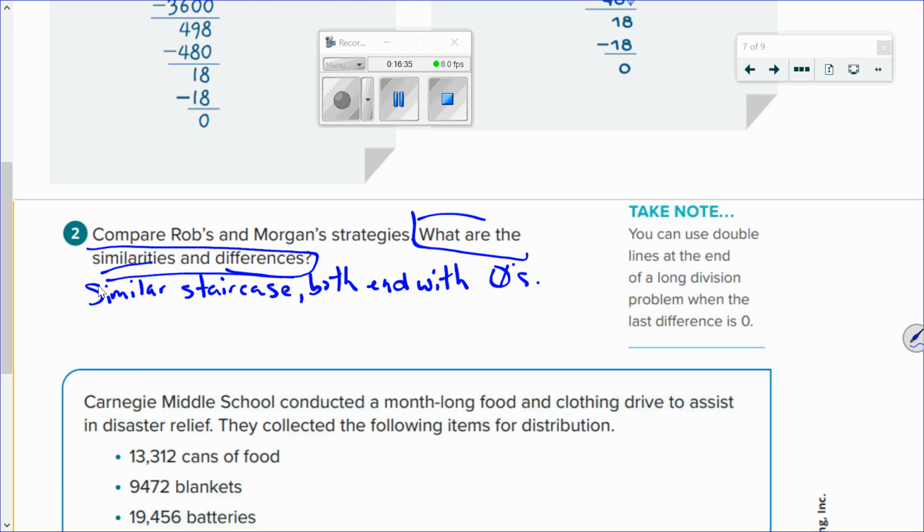Okay. What differences did you see? Okay. One of them used the estimation strategy, and one of them used just the long division. Okay. One was an estimation. One was more exact.